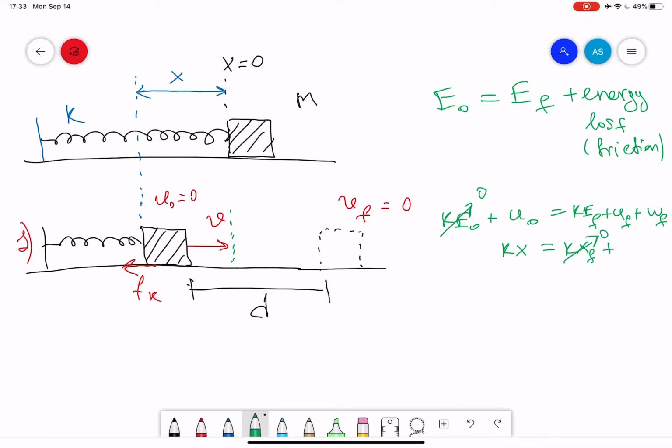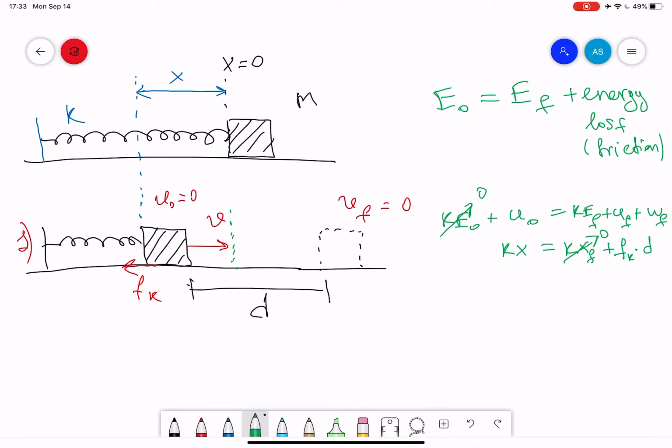Plus, do we have kinetic energy final? Kinetic energy final is also equal to 0 because it will move a certain distance and then stop. So the final velocity is equal to 0, and we can also eliminate the kinetic energy final. What about work done by friction? Work done by friction is equal to the kinetic friction multiplied by the distance, right?